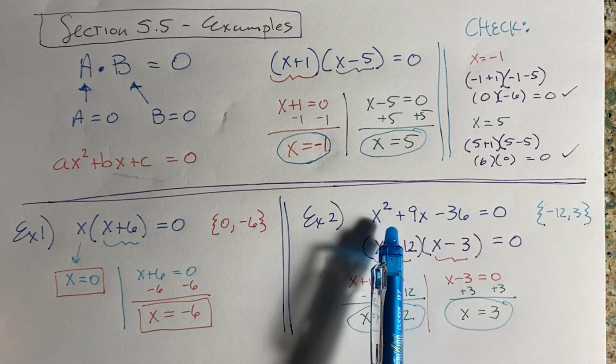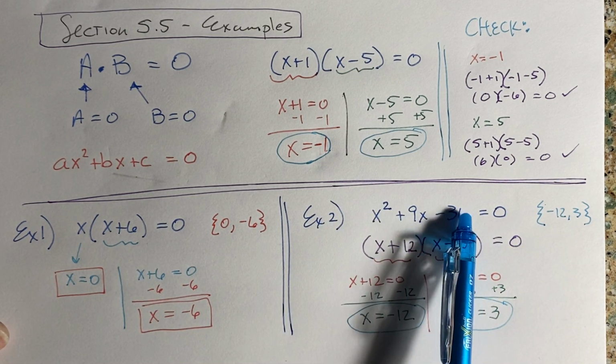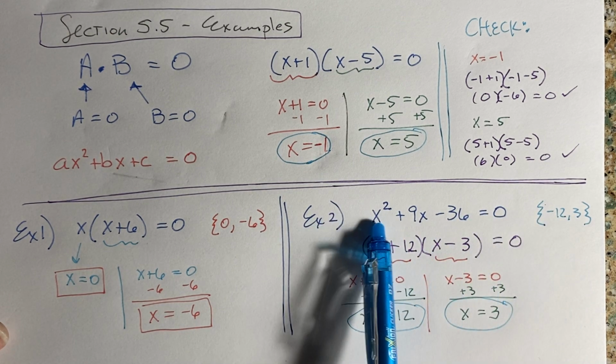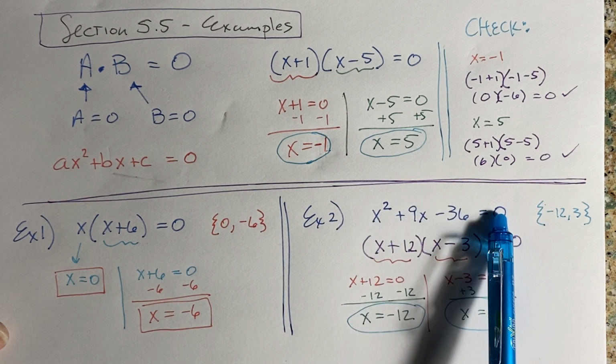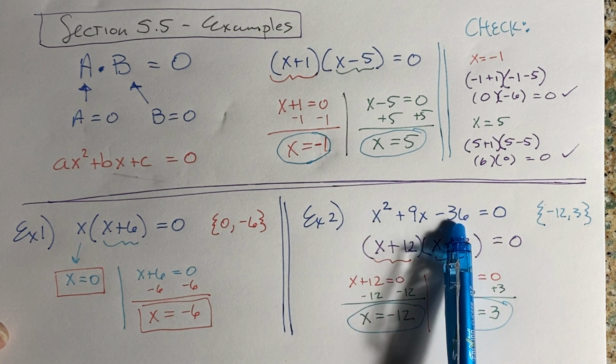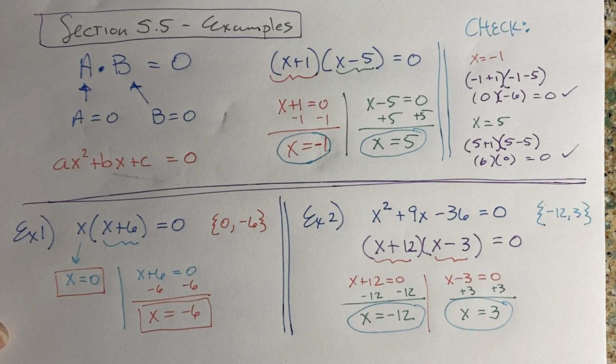Both of those values, if I plug them back into the original equation right here, you can check it yourself, you should get 0. So if I take negative 12, put it here and here, simplify, I should get 0. If I take 3, put it here and here, simplify, I should get 0.